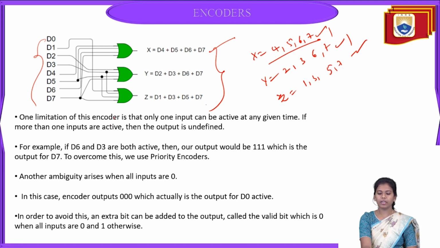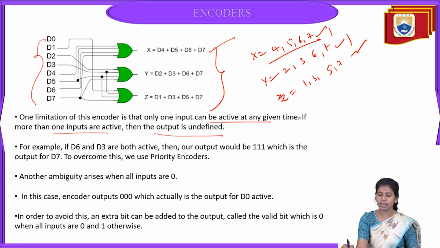One limitation of this encoder is that only one input can be active at any given time. This is one of the limitations pertaining to encoders. It means that only one input can be active. We don't see any combination of inputs being active, or two inputs being active. Only one input is to be active at any given time. If more than one input is active, then the output is undefined.